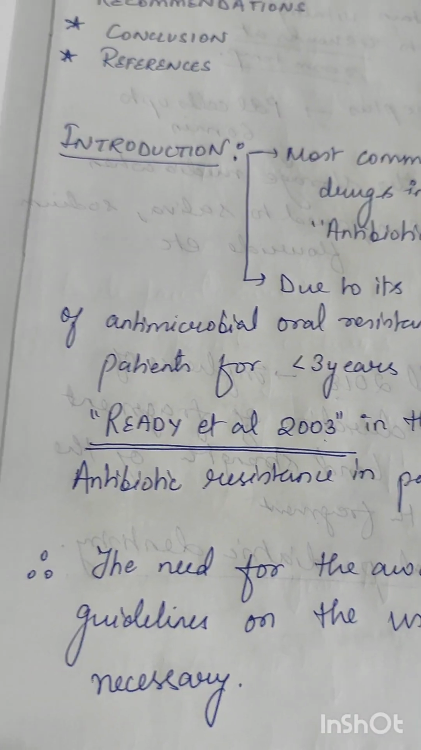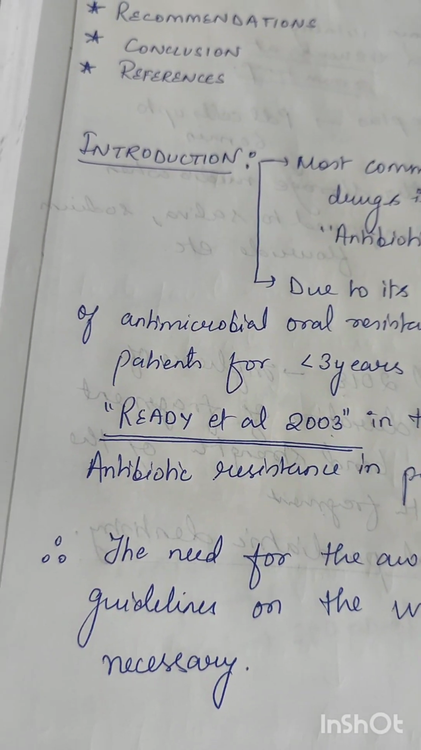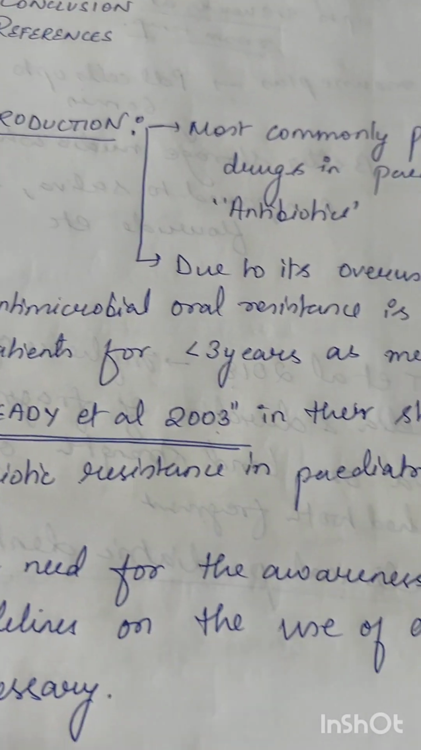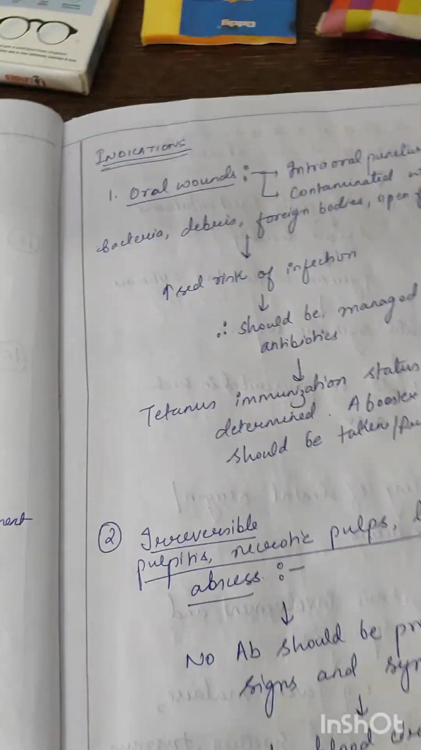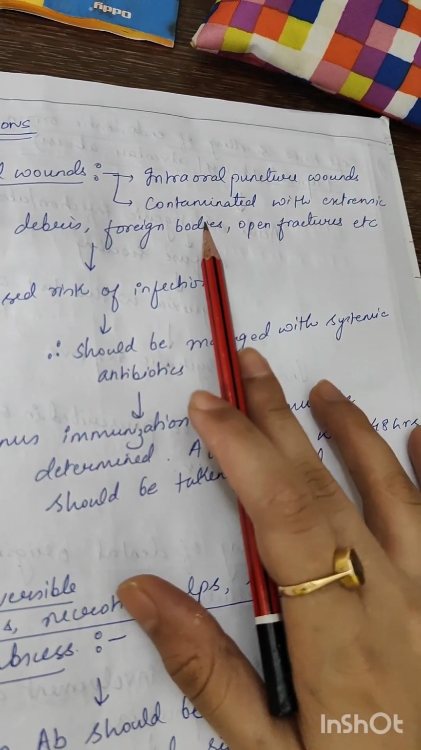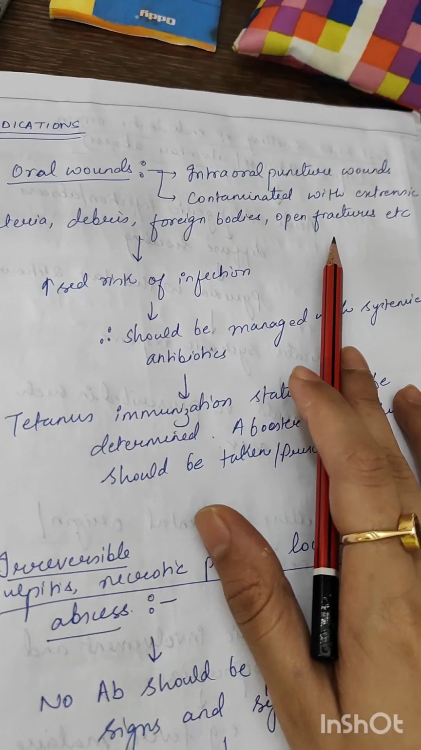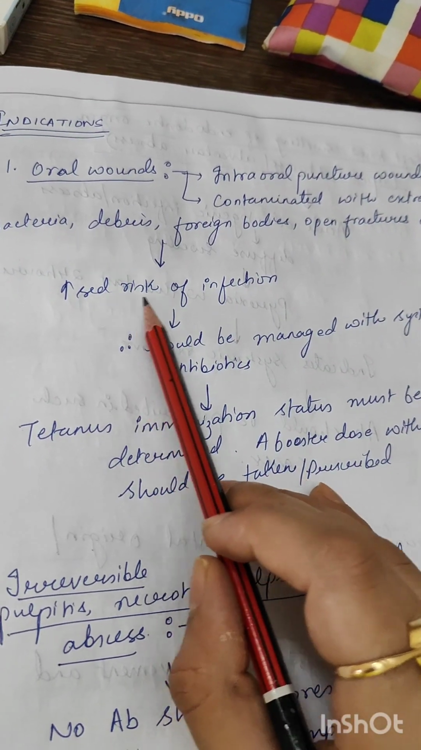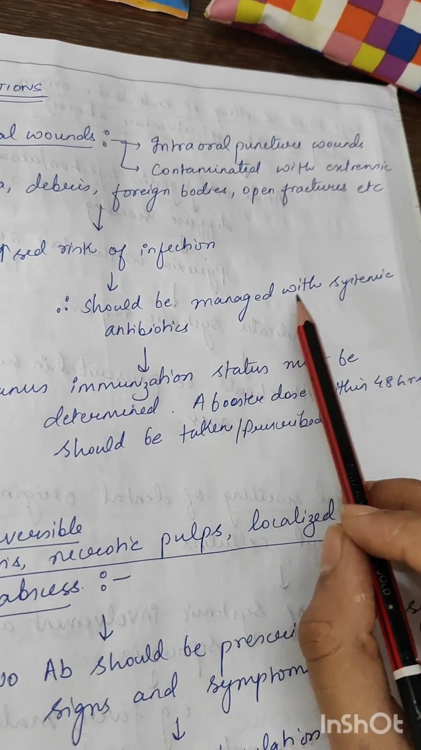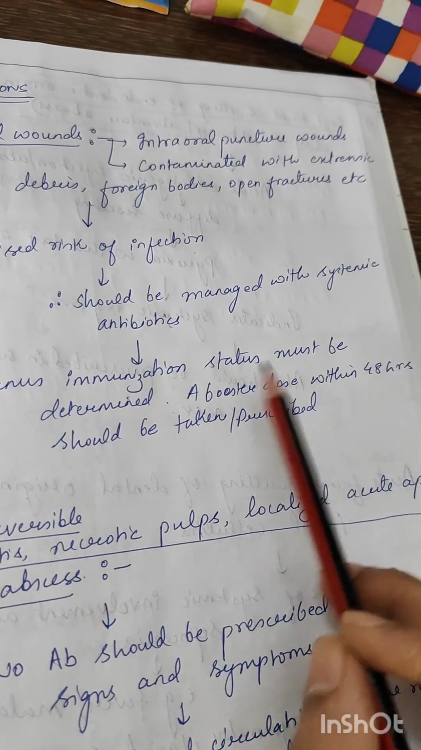Therefore, this calls for awareness and guidelines for the proper indications and contraindications, where to use antibiotics and where not. So let us start with the indications. In cases with oral wounds, intraoral puncture wounds where there is contamination with extrinsic bacteria, debris, foreign bodies, open fracture, etc., this increases the risk of infection, so they should be managed with systemic antibiotics. Tetanus immunization status must be determined.